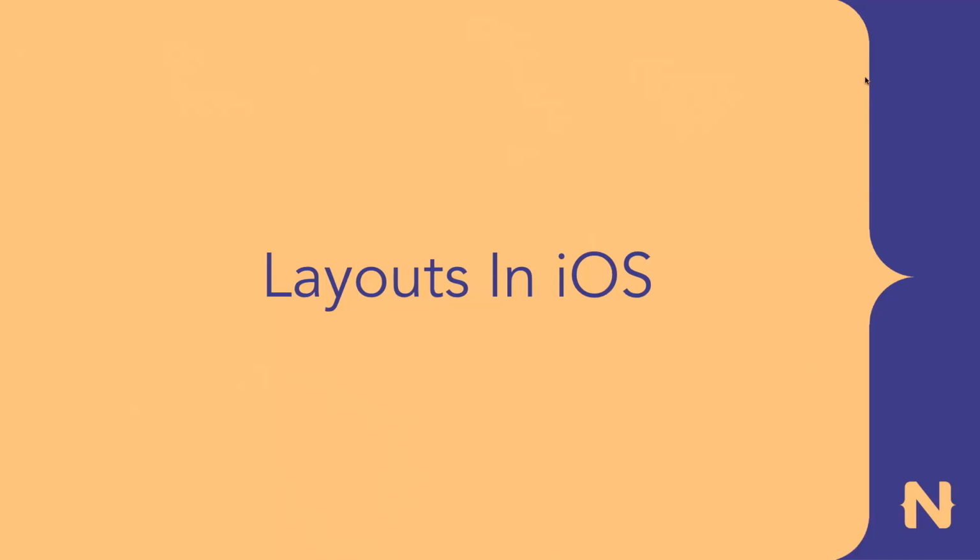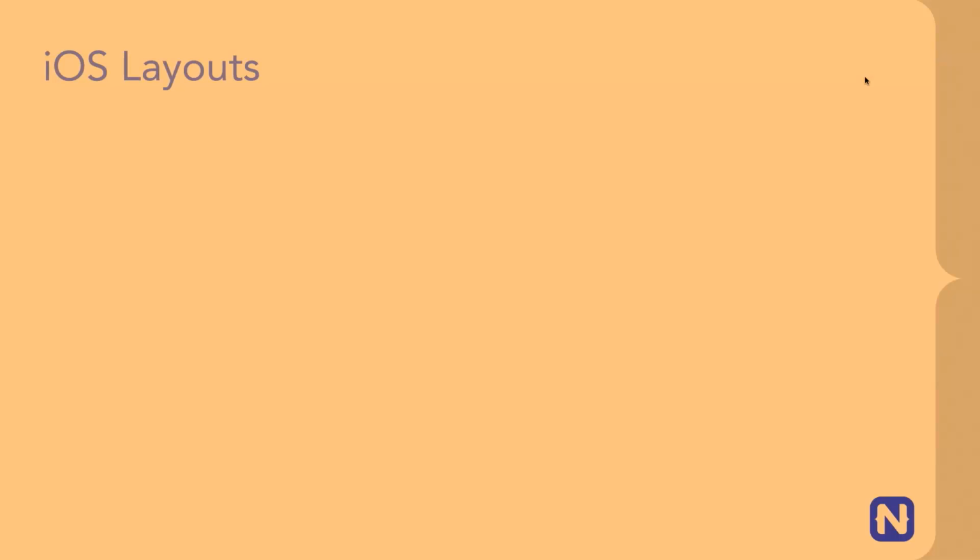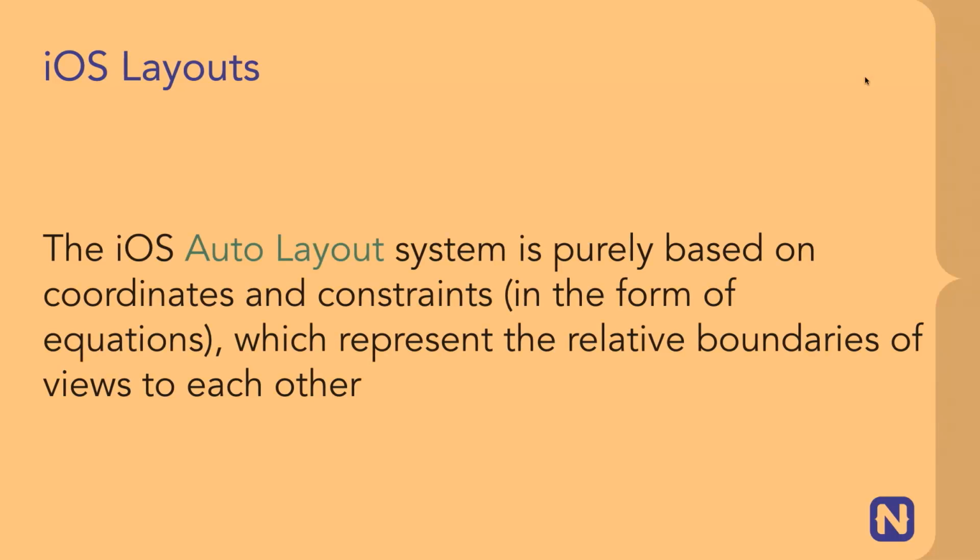And vice versa in iOS, I didn't find such a nice picture drawing, but I found this nice definition. In iOS, we have this so-called auto layout. And basically, it's a layout system which is purely based on coordinates and constraints. That's all. So basically, there are calculations, and everything is put in the proper position based on coordinates.